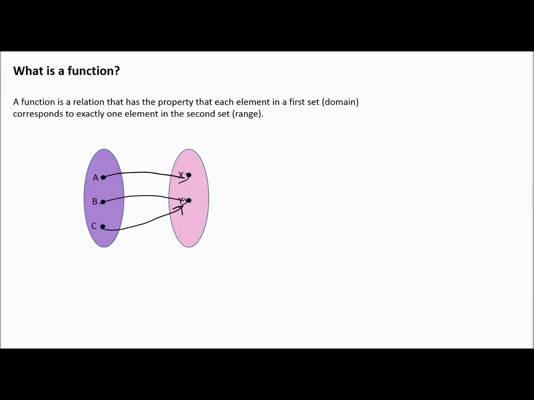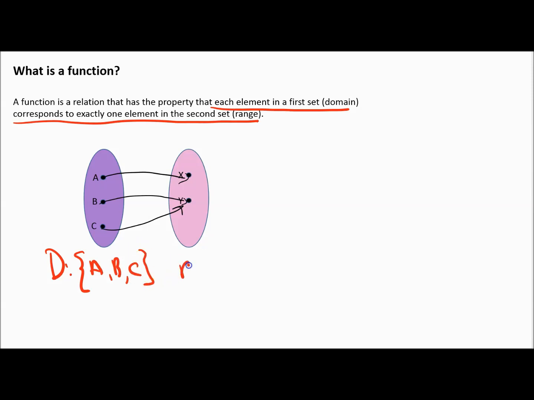Okay, a third example here for you. Again, each element in the first set corresponds to exactly one element in the second set. So we're trying to determine if this represents a function. It still has a domain, A, B, C, and a range, this time X and Y. So for the element A, does it correspond to only one element? Yes, it only corresponds to X. For the element B, does it only correspond to one element? Yes, it corresponds to Y. The element C only corresponds to one element. It happens to also be Y, but that doesn't matter.